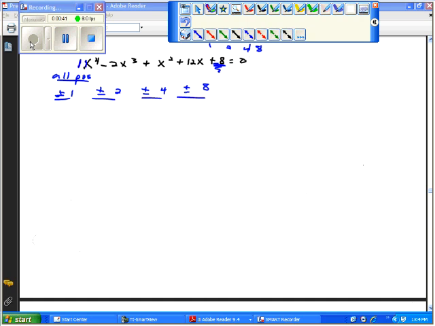The leading coefficient was 1. All of the possible factors of the leading coefficient. And so we ended up with, as possible roots, negative 8, negative 4, negative 2, negative 1, positive 1, positive 2, positive 4, positive 8.